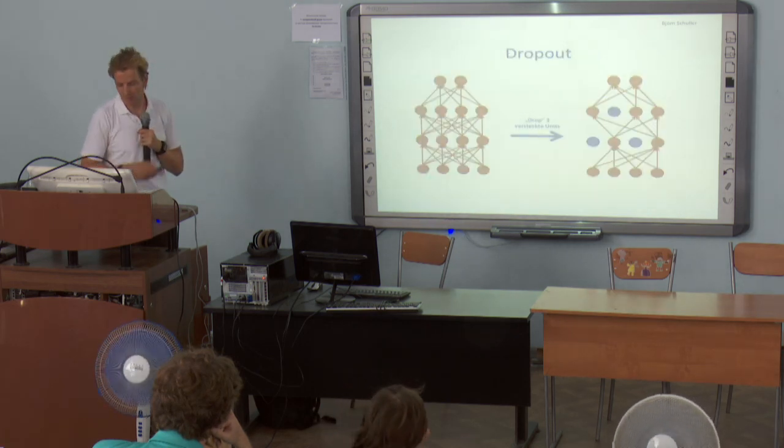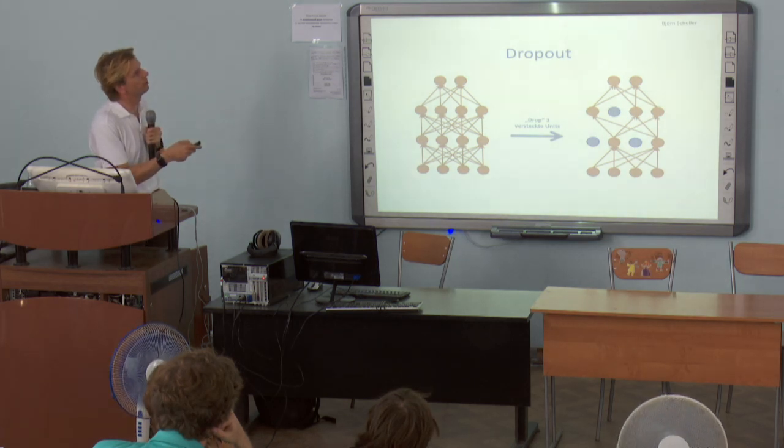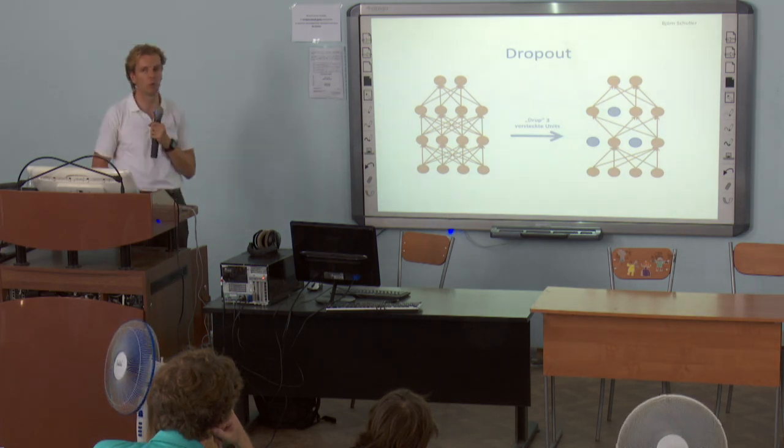And that looks like this. We have a neural network, and for example, by random selection, we delete some of the neurons within one iteration step, and in the next one it could be others here, and so on and so forth.